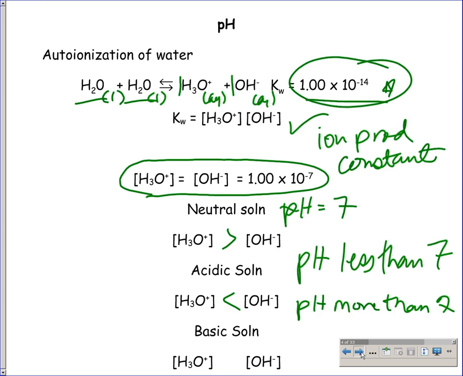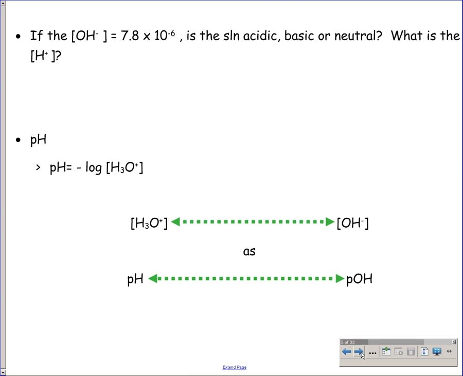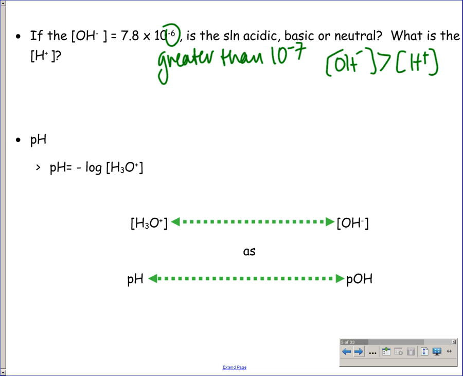So let's look at this example. If the hydroxide concentration is 7.8 times 10 to the negative 6, is the solution acidic, basic, or neutral? All you need to do is say, okay, this is to the negative 6. That's actually greater than 10 to the negative 7. So in this case, that means you have more hydroxide than you have hydronium available in the solution, so it has to be basic. How do you find the concentration of the H plus that I asked for now?